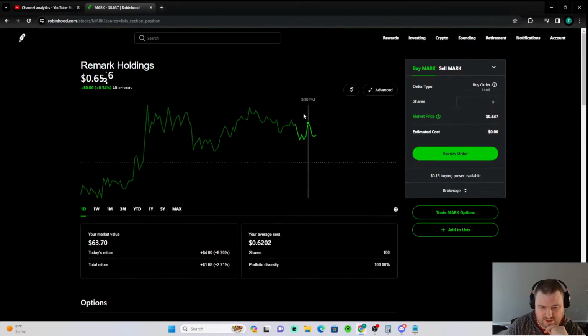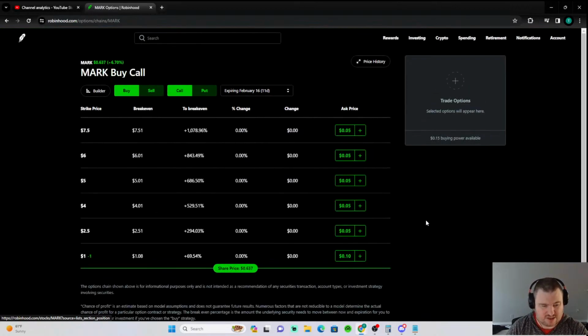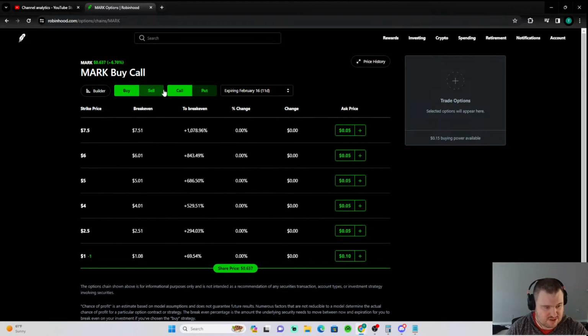Let's go back to marking that 100 shares. Trade Mark options. Now, again, this is Robinhood. The UI could be different for what you're running on. Let's actually look at the calls. And also, you can buy, you can sell, and you have calls, you have puts. We're not dealing with puts here. I don't do puts. I'll do a tutorial on puts eventually, but I don't do puts.